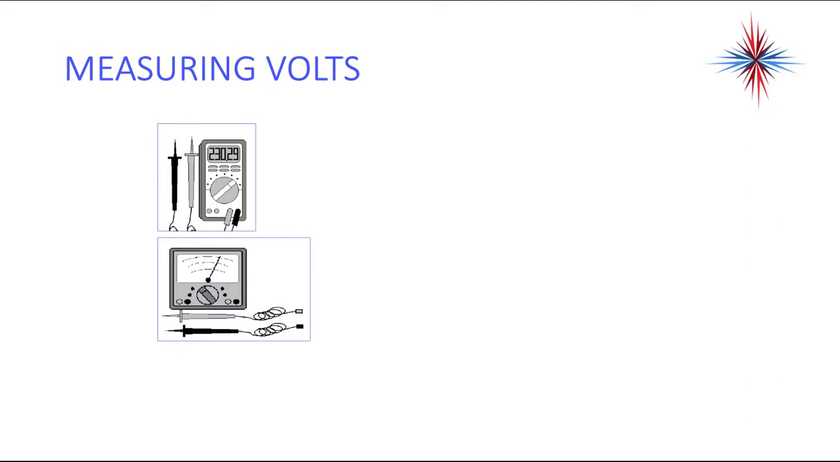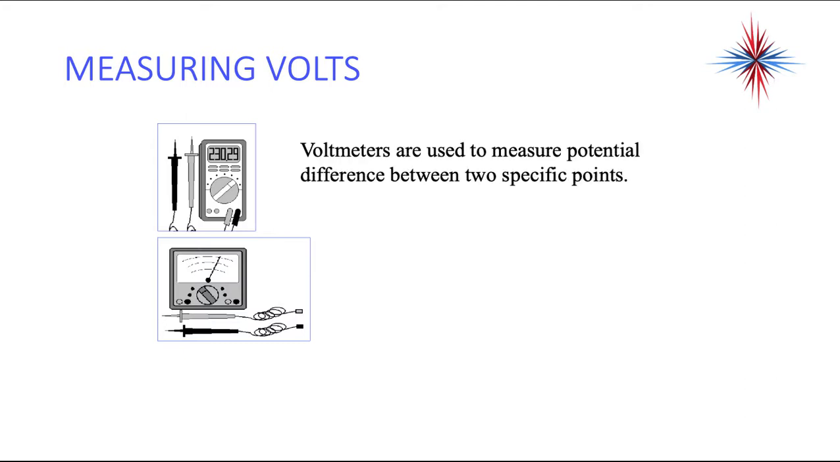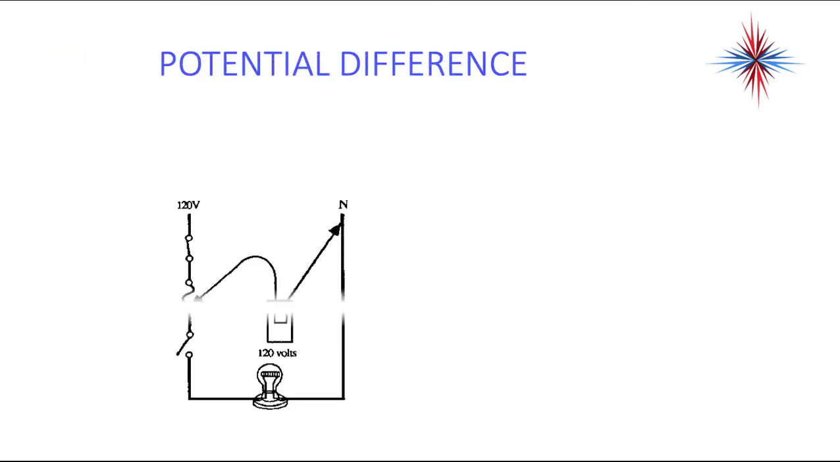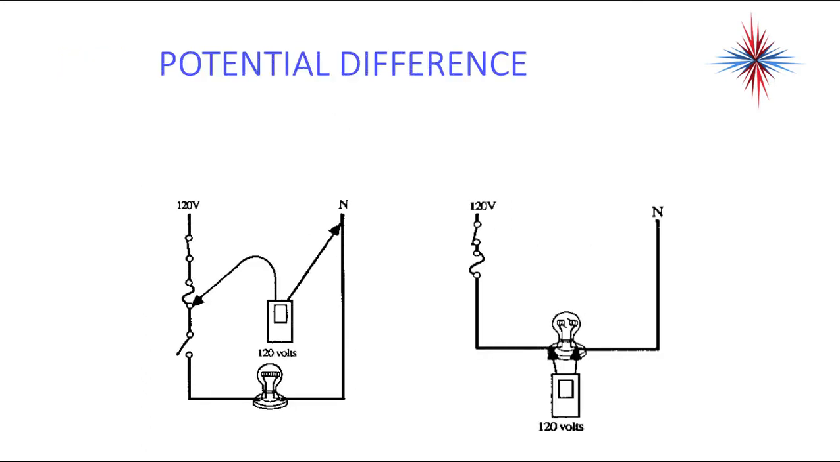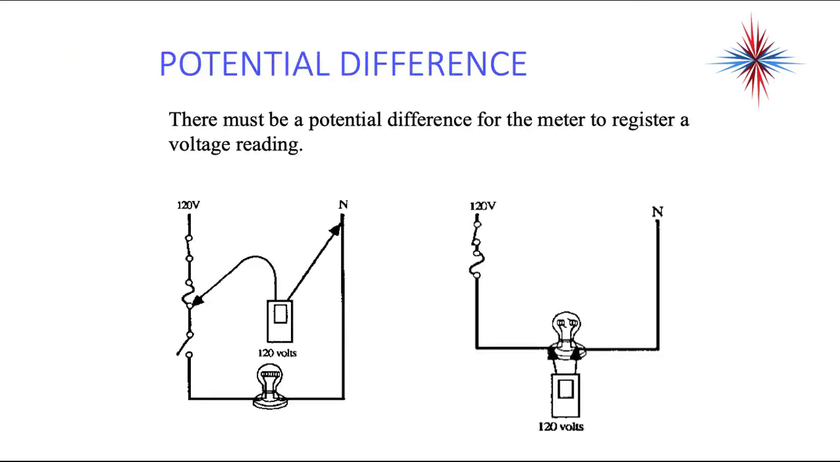To measure volts, we're going to use meters. Voltmeters are used to measure potential difference between two specific points. Voltmeters are available in analog or digital types. Most often in the HVAC field, you're going to be using digital. So the potential difference must exist for a meter to register a volt reading.